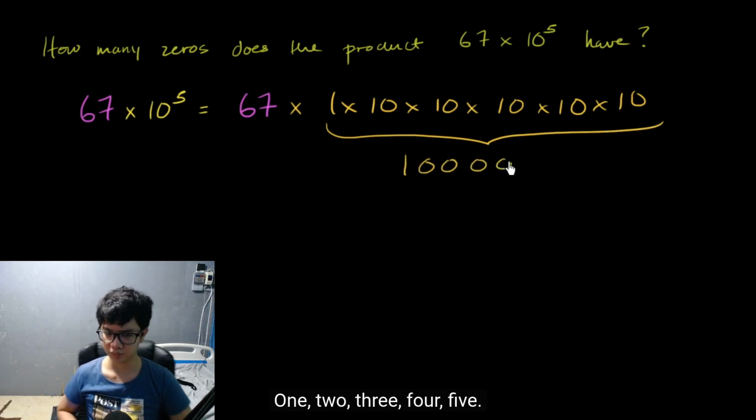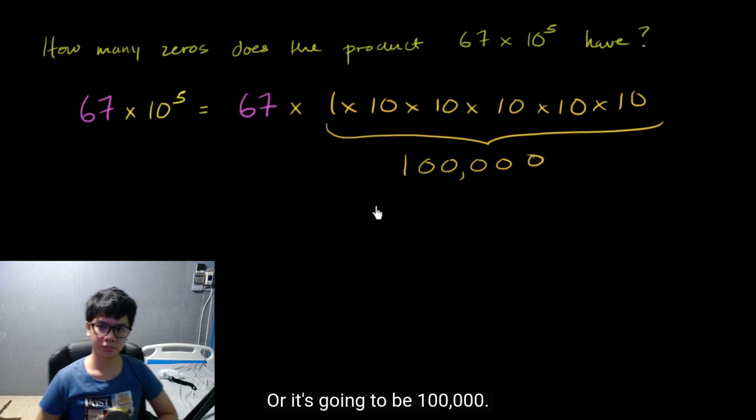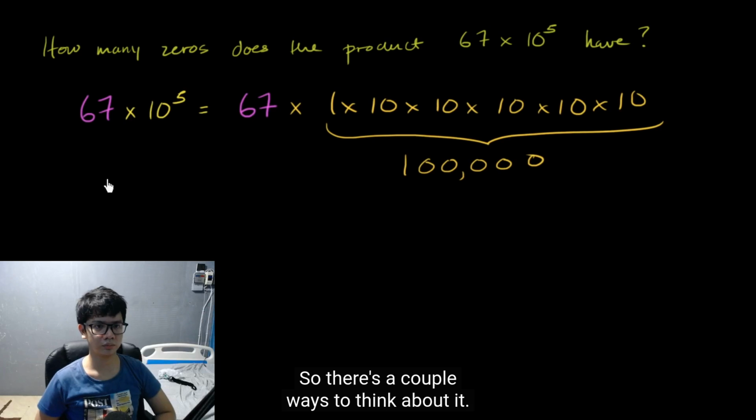1, 2, 3, 4, 5. Or it's going to be 100,000. So there's a couple of ways to think about it.